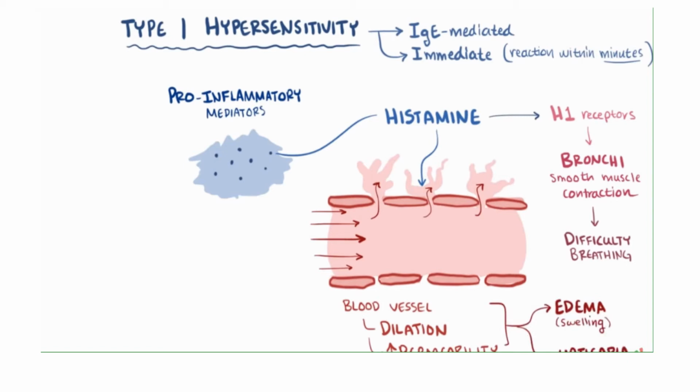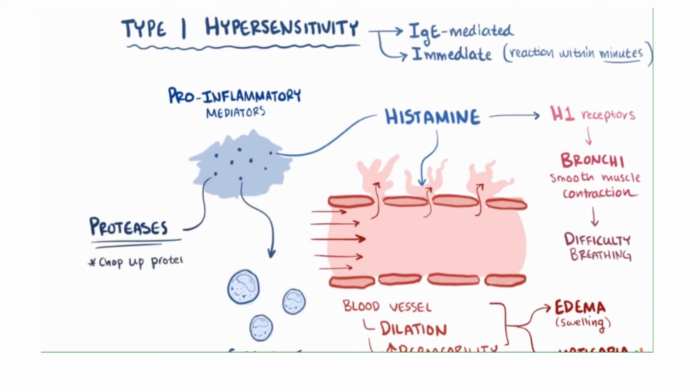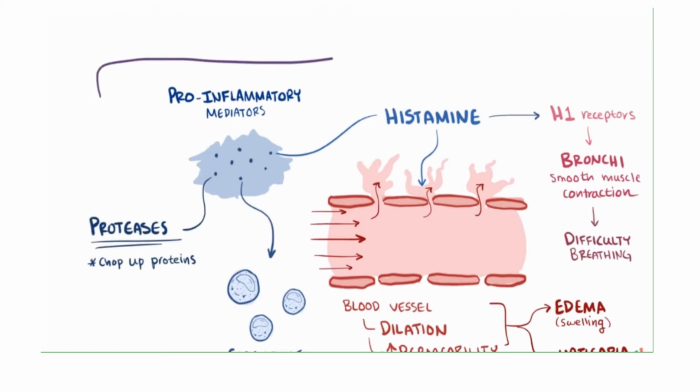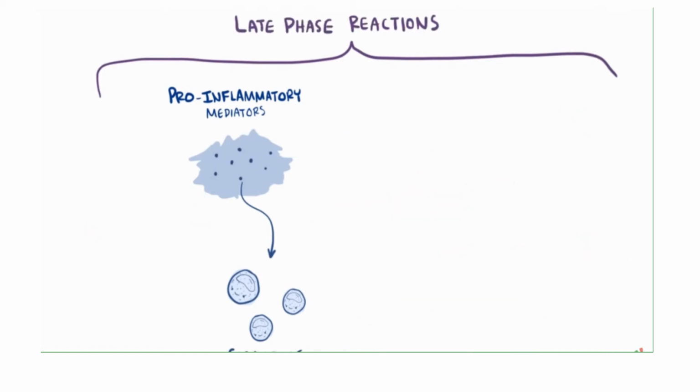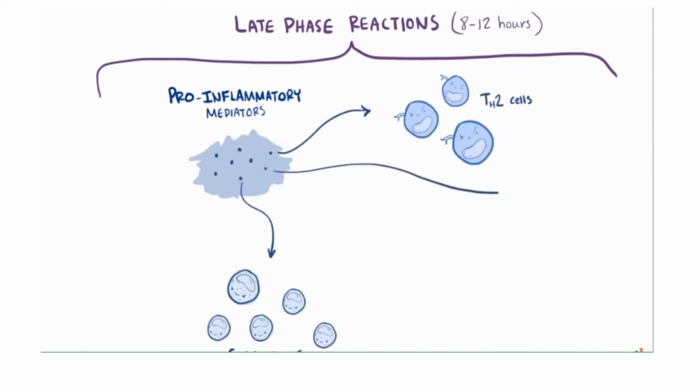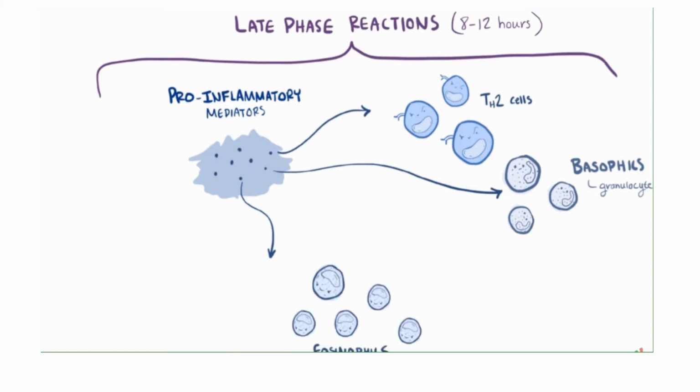In addition to histamine, mast cells release other pro-inflammatory mediators, including some that activate eosinophils and proteases, which chop up large proteins into small peptides. The effects of these molecules are called early phase reactions, and they happen within minutes of the second exposure. There are also late phase reactions, though, which happen 8 to 12 hours after the second exposure, where even more immune cells like Th2 cells, eosinophils, and basophils, yet another type of granulocyte, are recruited to the site where the allergen is located because of the cytokines and pro-inflammatory molecules produced during that early phase.